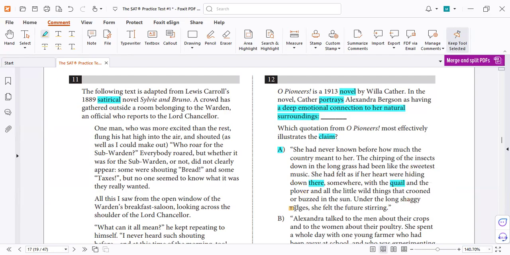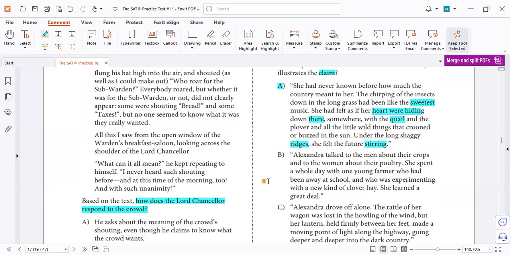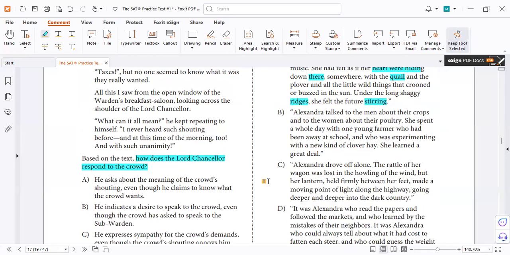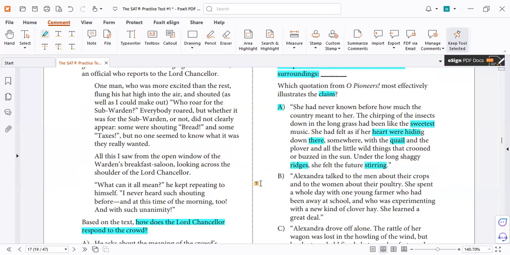And there's the long grass again. So everything said she felt excited. She felt the future stirring. You see, heart were hiding. Sweetest, so connection to the nature. The problem in letter B, there is no connection with nature at all. It's something else, surrounded with people around. So there is no nature. That's what I say.